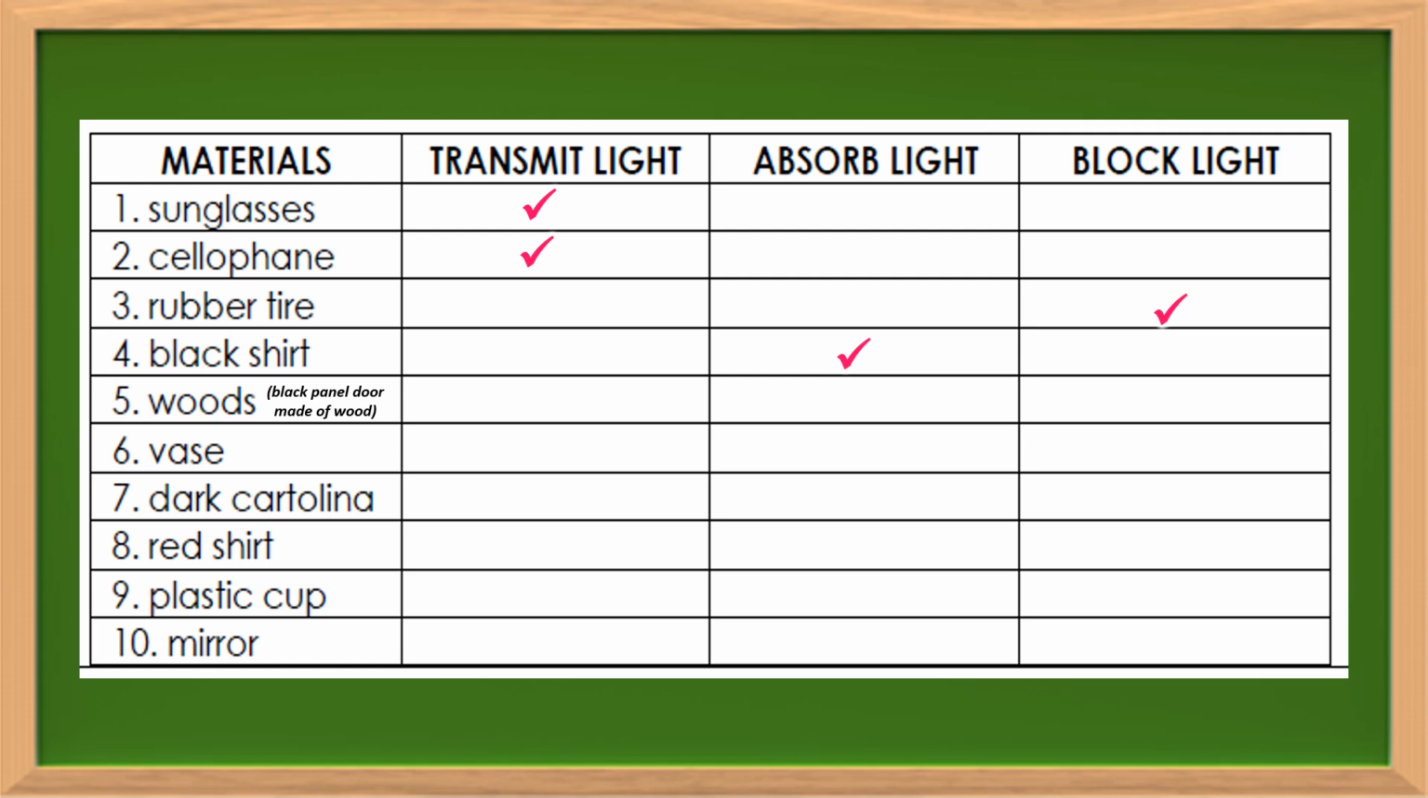Number 5. If you put a check mark under absorb light, that's another point for you. Number 6. If you put a check mark under block light, you are right. Number 7. If you put a check mark under absorb light, that's another point for you. Number 8. If you put a check mark under absorb light, perfect. Number 9. If you put a check mark under transmit light, that's another point for you. And last, number 10. If you put a check mark under transmit light, you are correct.